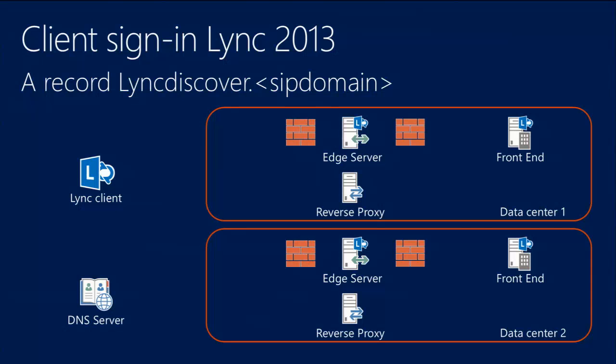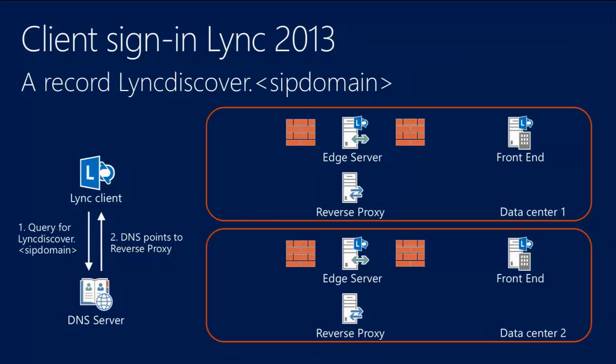We fix this, or we should say we address this. I want to avoid implying fix, because it worked. We address this in Lync 2013 by utilizing Lync Discover services, or Auto Discover, as you might be familiar with. Exchange uses the same concept. Now we're using it in Lync. My Lync client will now query for a particular A record called lyncdiscover.mysipdomain. So again, lyncdiscover.microsoft.com.